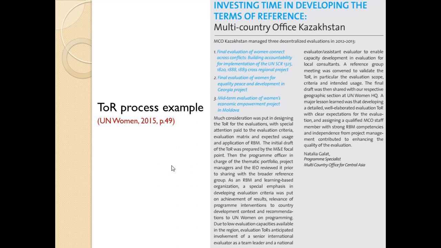Yes, so of course it is telling you that much consideration was put into designing the terms of reference for evaluation, with special attention paid to the evaluation criteria, evaluation matrix, expected usage, and application of results-based management. And that's the RBM that we're talking about. The initial draft of the ToR was prepared by the M&E focal point, then the program officer in charge of the thematic portfolio, project manager, and the IEO reviewed it prior to sharing with the broader reference group.